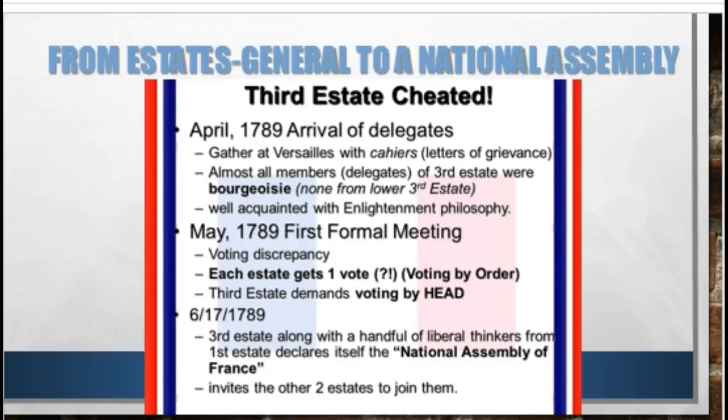This is known as voting by order versus voting by head. And the Third Estate refused to budge. They, along with a handful of liberal-minded members of the First and Second Estates, declared themselves, and this is the big term here, the National Assembly. And what they did was they invited other members to join them.